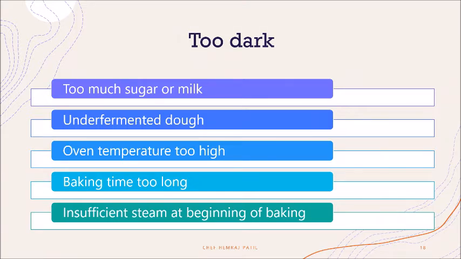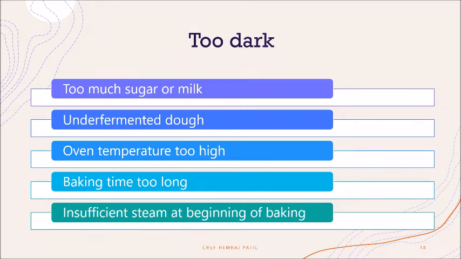Oven temperature too high. Generally we may bake the bread at 200 degrees Celsius or 220 degrees Celsius. Instead of that, if you keep it at say 250 or 300 degrees Celsius, because of the high temperature the sugar will immediately caramelize and become dark.